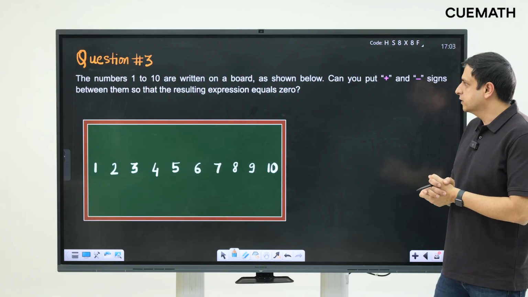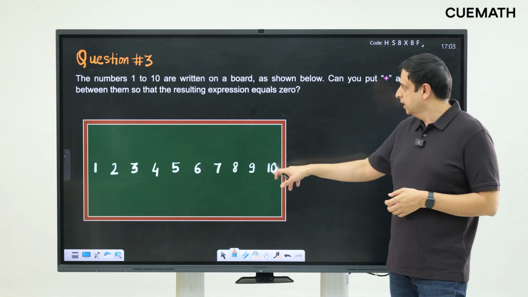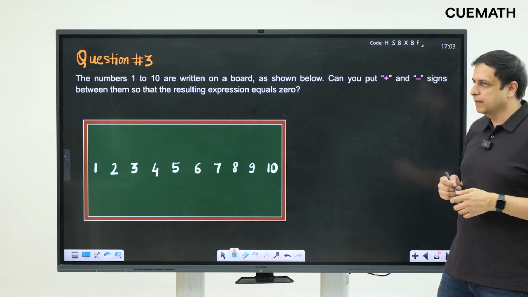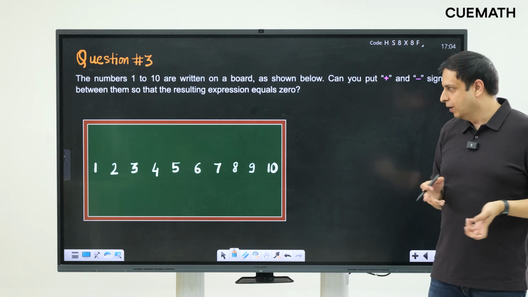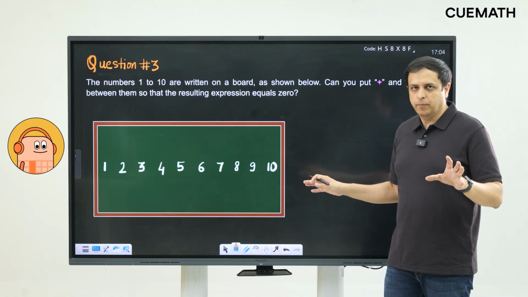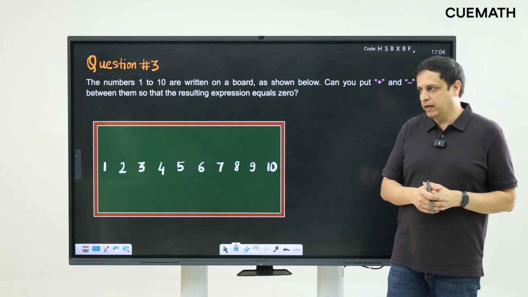So here's the next question. The numbers 1 to 10 are written on a board as shown below. Can you put plus and minus signs between them so that the resulting expression equals 0? And this is a very interesting question. So if you want, you can actually pause the video here and give it a shot on your own before you see how I solve it.